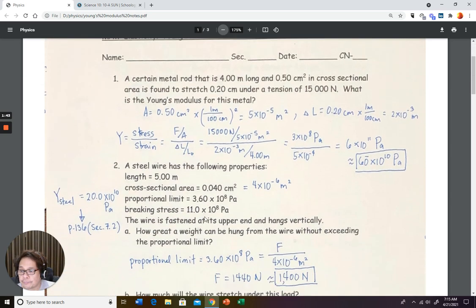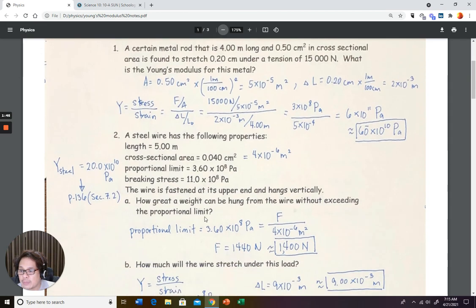Number 2. In this problem, you're given a steel wire that has the following properties. Length is 5.00 meters. This is the original length. The cross-sectional area is 0.040 cm squared. Again, you have to convert this to meters squared. The proportional limit is 3.60 times 10 raised to the 8 Pascal. This is another word for elastic limit.